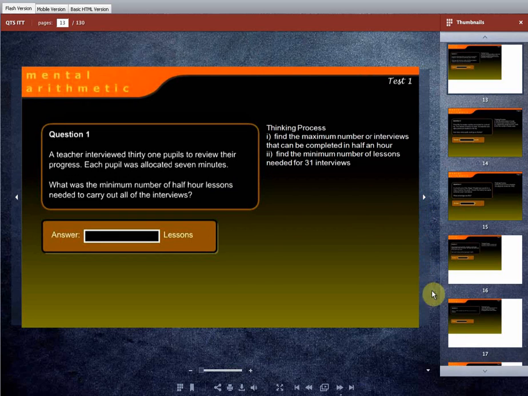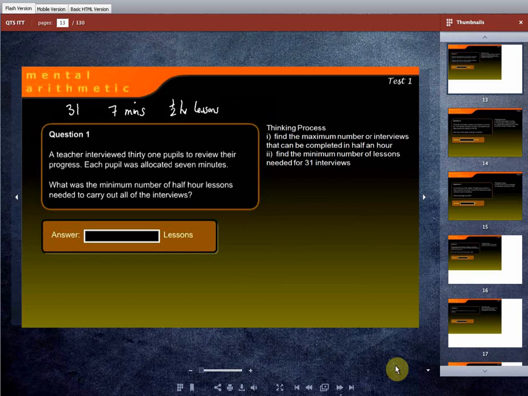Test 1, Question 1. A teacher interviewed 31 pupils to review their progress. Each pupil was allocated 7 minutes. What was the minimum number of half-hour lessons needed to carry out all of the interviews?